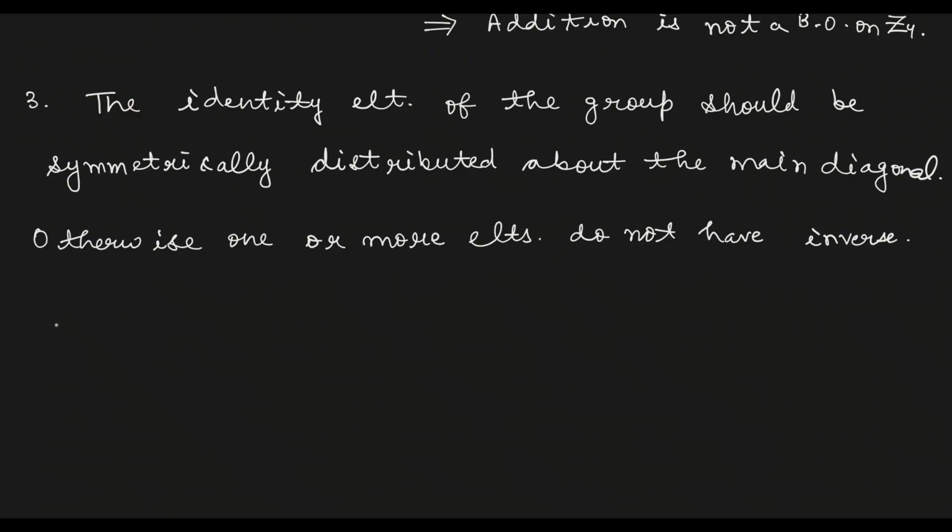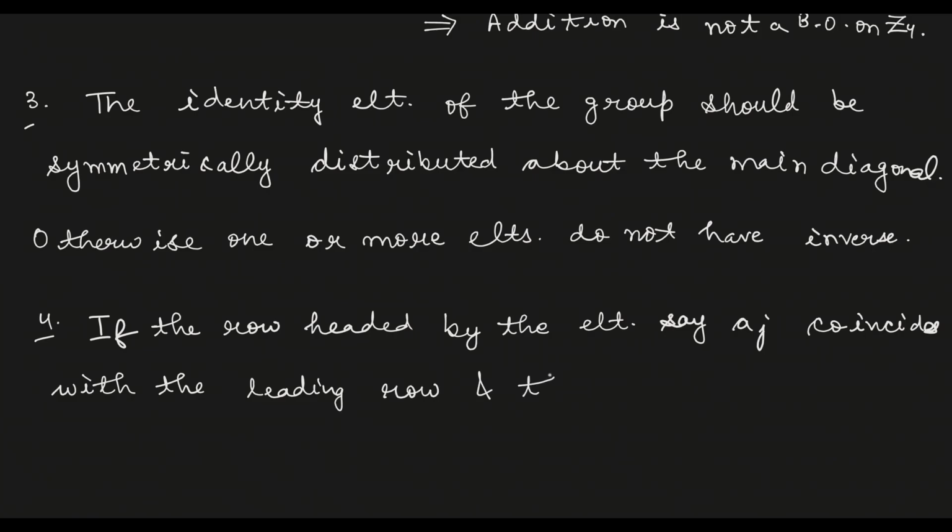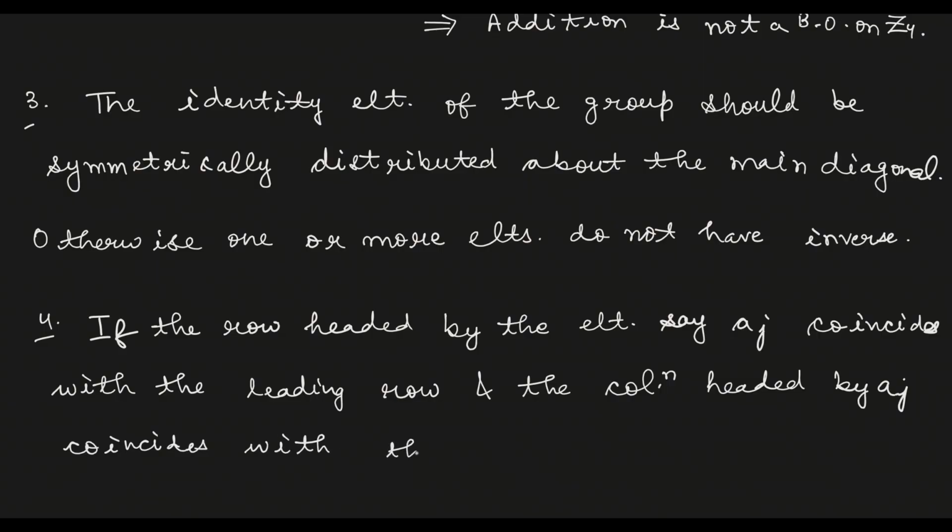Fourth property: if the row headed by the element, say aj, coincides with the leading row, and the column headed by aj coincides with the leading column, then aj is the identity element.